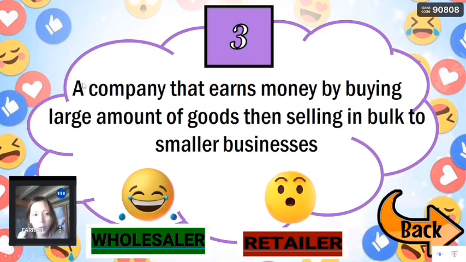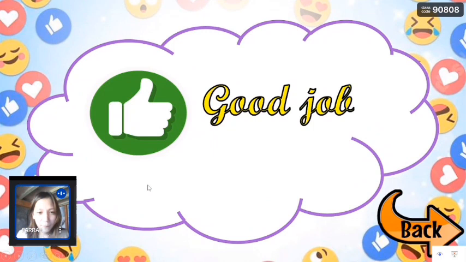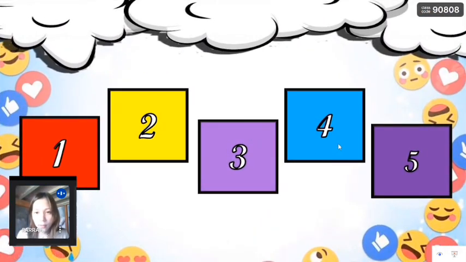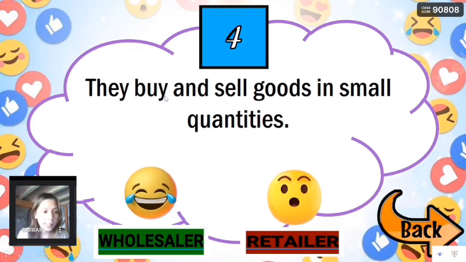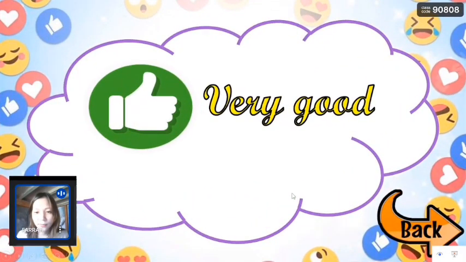Okay, next question. Donald, please read the question. A company that earns money by buying large amounts of goods then selling in bulk to smaller businesses. Okay, what is the answer? Wholesaler, teacher. Ha. Okay, very good. And next, the number 4 question. Please read the 4th question. They buy and sell goods in small quantities. What is your answer? Wow, teacher. Okay, let's see. Very good.